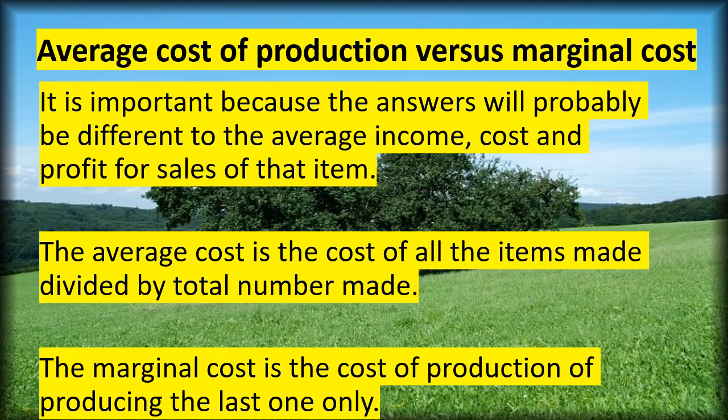So we're going to compare the average cost of production versus the marginal cost. And it's important because the answers will probably be different to the average income, the average cost, and the average profit for sales of that item. The average cost is the cost of all the items made divided by the total number made. The marginal cost is the cost of producing only the last one.